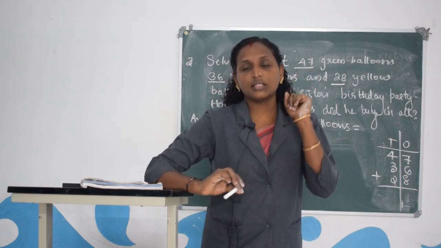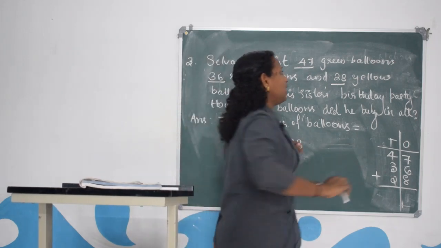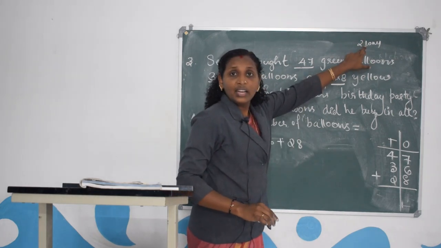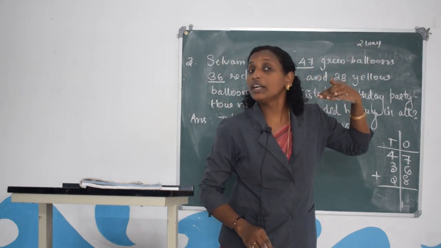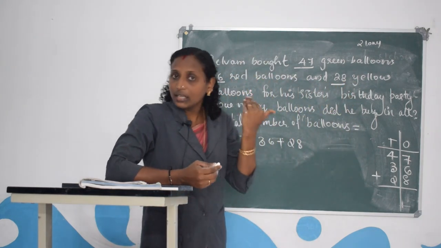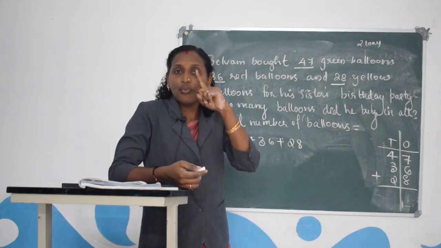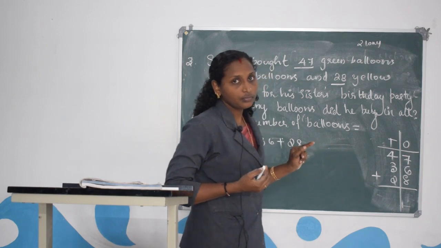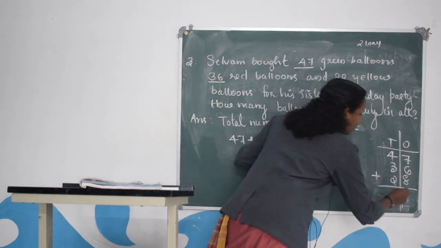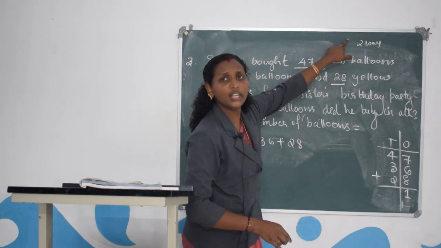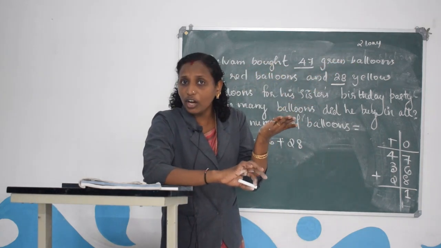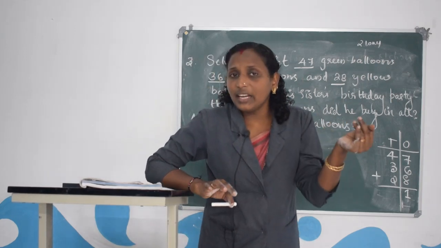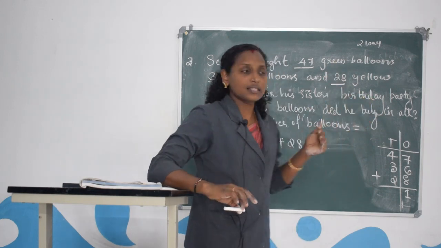21 ones can be regrouped into 1 one and 2 tens. 1 can be written in the ones place. What about the 2 tens? The 2 tens are carried over to the tens place.